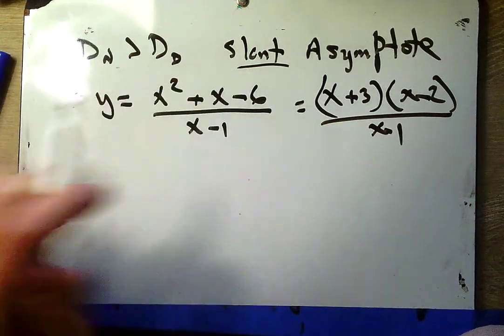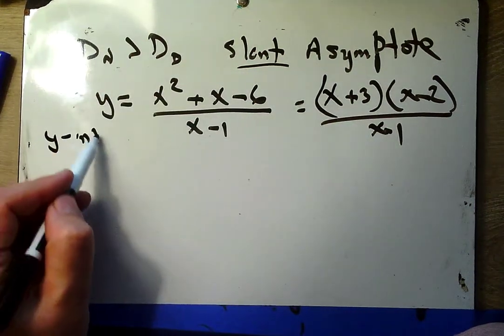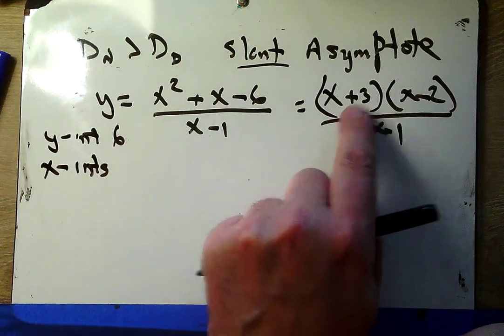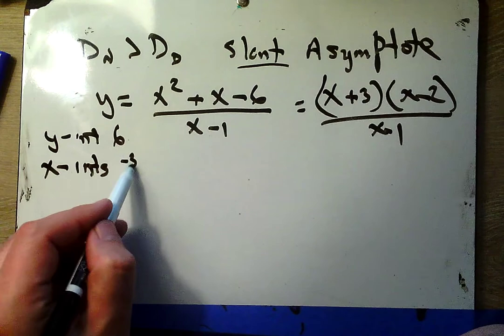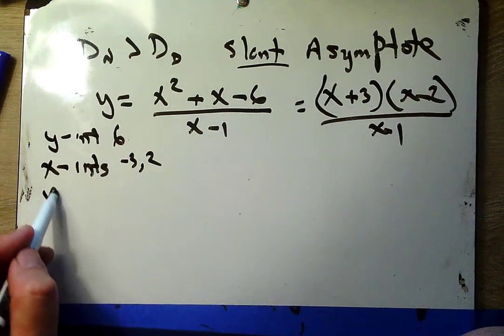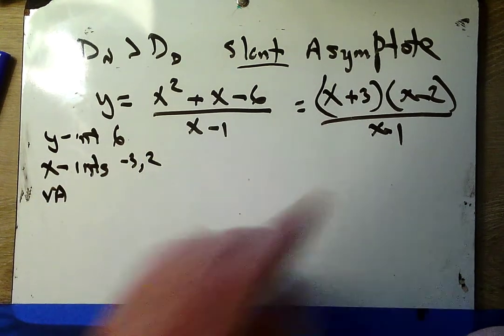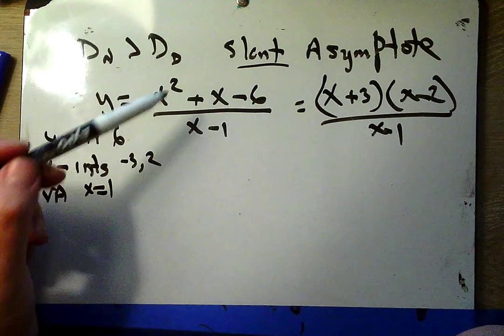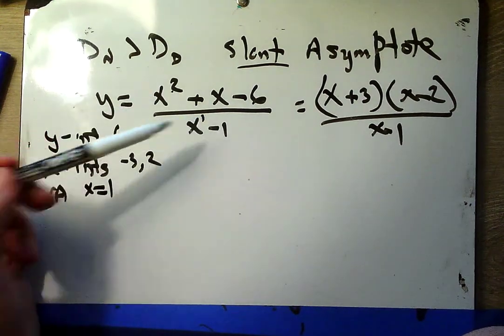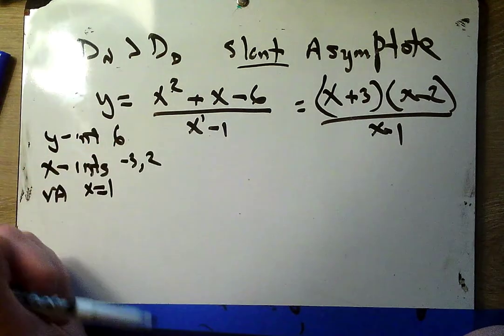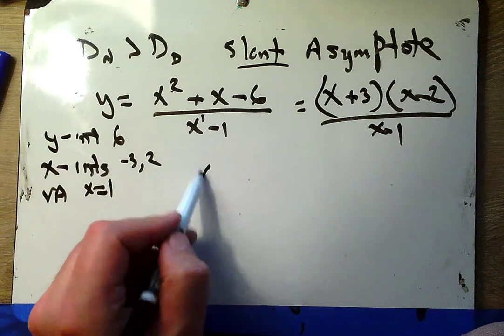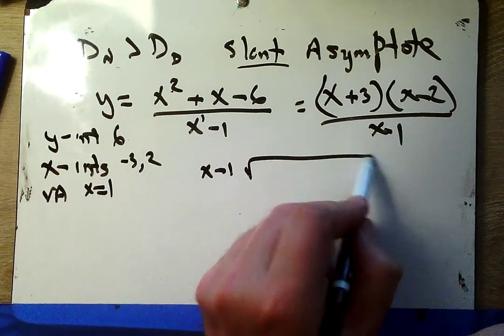We said a y-intercept of 6, x-intercepts at negative 3 and positive 2. Vertical asymptote when the denominator is equal to 0, x equals 1. And because the degree of the top is bigger than the degree of the bottom, we know we've got a slant asymptote. So how do we find that slant asymptote? Let's kind of do some long division.